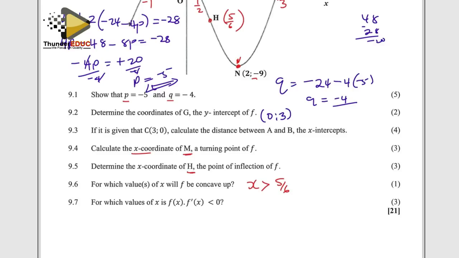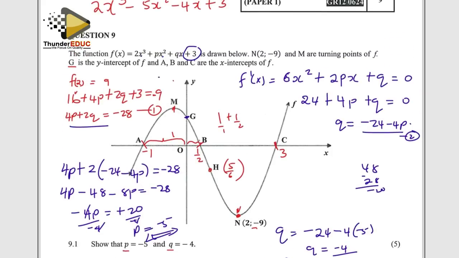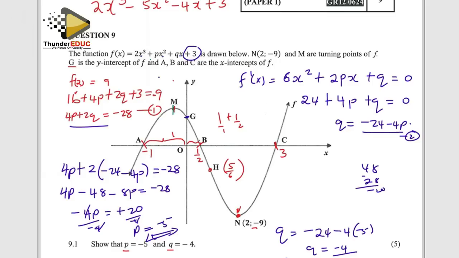And then for which values is f of x times f prime of x less than 0? So f prime of x is the gradient function, but it's also a parabola, whereby this turning point here, negative a third, and this point here, the 2, are the points where the graph is going to be cutting the x-axis. Then this point of inflection must be the turning point for this parabola, something like that.